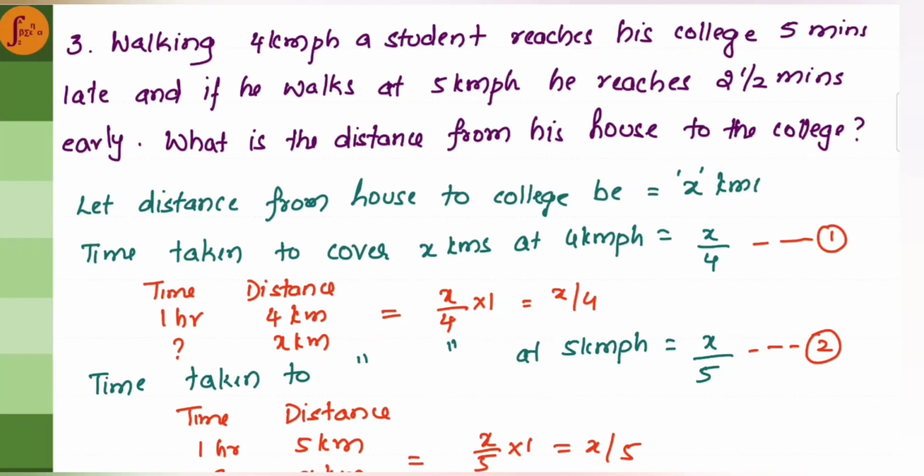So let's first assume what we have to find out. We have to find the distance from his house. So we'll assume that the distance from house to college is x kilometers. The time taken to cover x kilometers at 4 km per hour is x by 4, because in 1 hour, 4 kilometers can be travelled. Similarly, the time taken to cover x kilometers at 5 km per hour is x by 5.